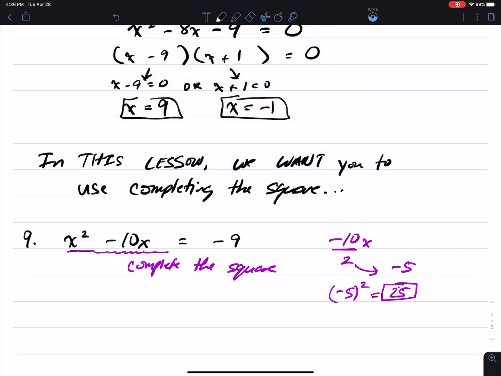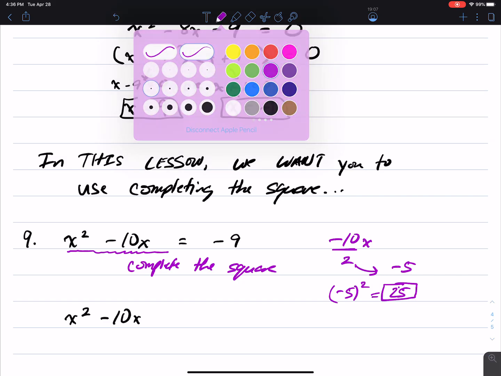Notice I did that off to the side. If you can, do all that in your head. That's pretty easy work. I just wanted to show you the algorithm: you take half of the linear coefficient and then square it. So here we write it completed square, negative 10x. I'm going to use the purple because I like it.